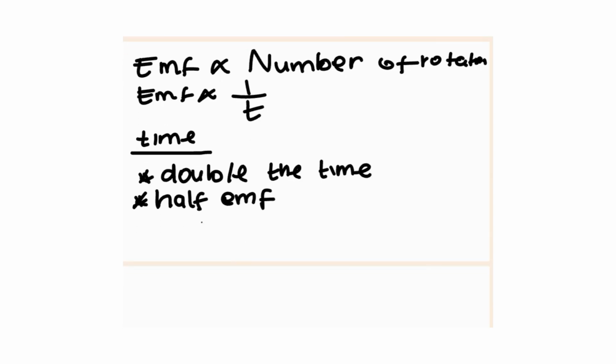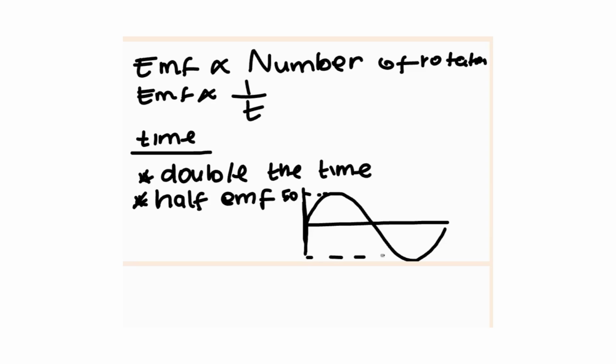So if we are to draw the graph of an AC, let's say the original graph of an AC looks like that, and we have Vmax there as 50, and V min there as negative 50. This is the normal graph. Let's say the time is 0.5. It takes half a second to complete that full cycle.